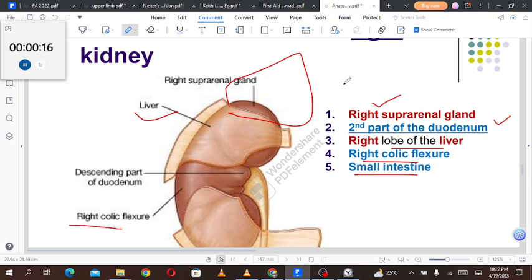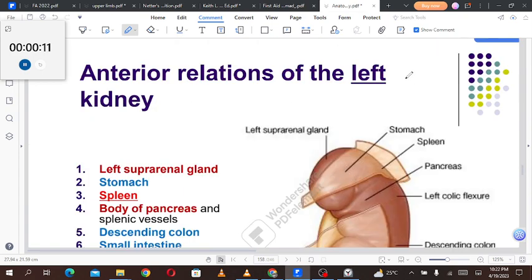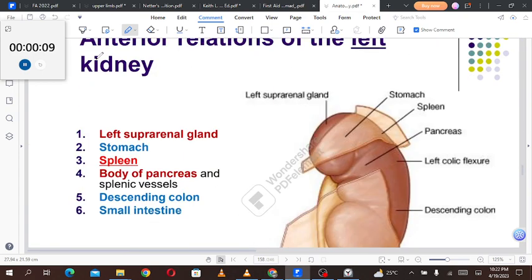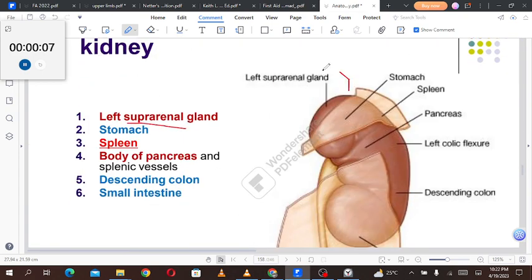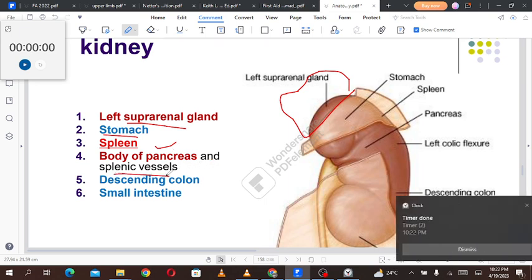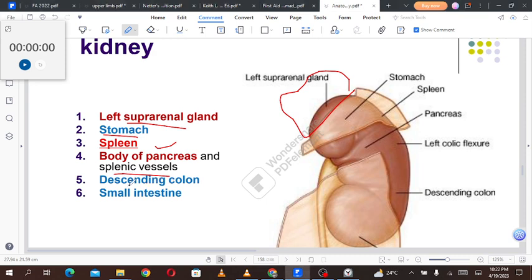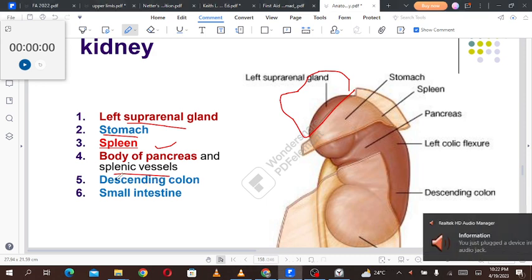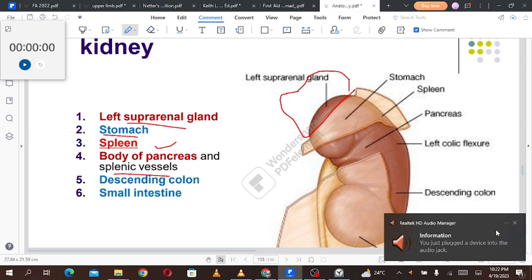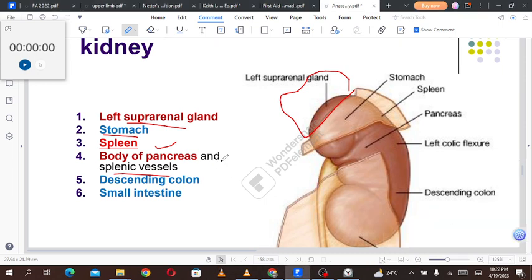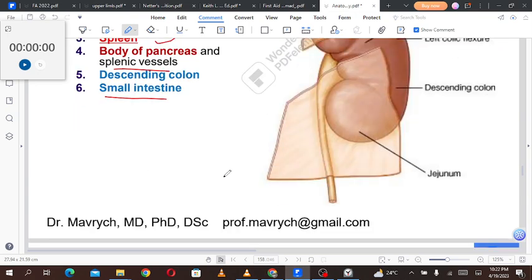That is the right suprarenal gland, second part of the duodenum, right lobe of the liver, right colic flexure, and the small intestine. The anterior relationships of the left kidney are the left suprarenal gland, obviously this gland over here, then the stomach on the left side, and the spleen on the left side, which will be located anterior to this kidney, the body of the pancreas, and the splenic vessels. I'm sorry, my mic was not very well connected. Then your descending colon and small intestine.